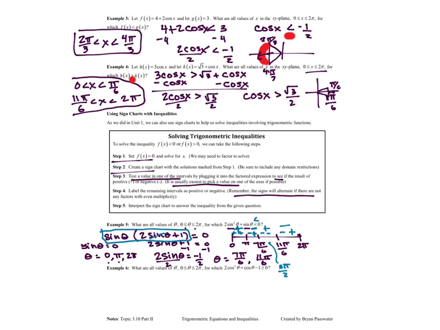So our answer is going to be pi less than x less than 7 pi over 6, and 11 pi over 6 is less than x is less than 2 pi. And I actually think on these they use the letter theta.